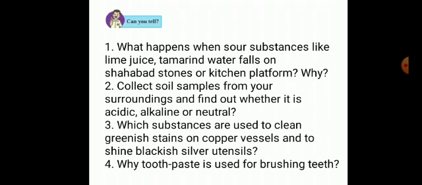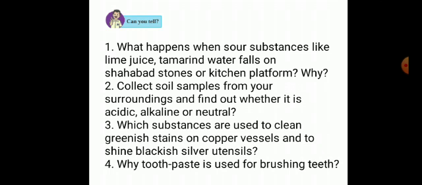You can collect soil samples from your surrounding and see whether it exists in acidic or alkaline or neutral form. Which substances are used to clean greenish stains on copper vessels and to shine blackish silver utensils? Tamarind pulp is used to clean greenish stain on copper vessels. To shine blackish silver utensils, ammonical solution or lime juice or detergent is used.